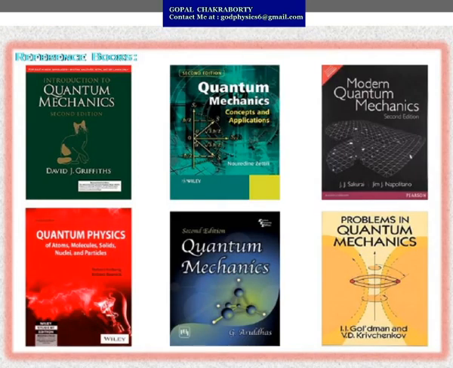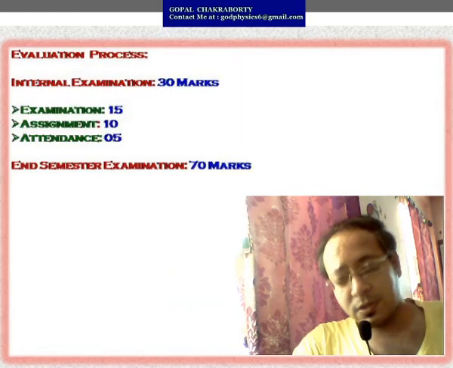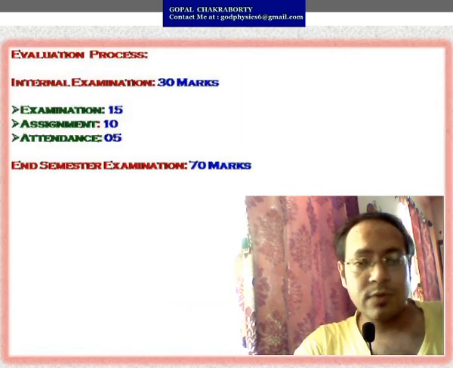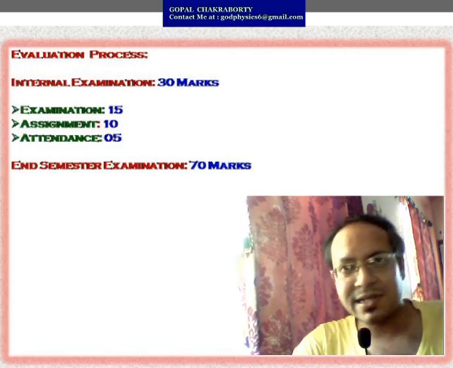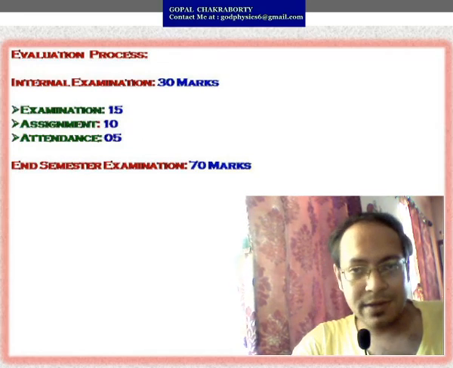So these are the books that you may refer to for solving lots of numericals and applications in this chapter, quantum mechanics. The evaluation process is the same. You have to appear for an end semester 70 marks exam and an internal exam for 30 marks.